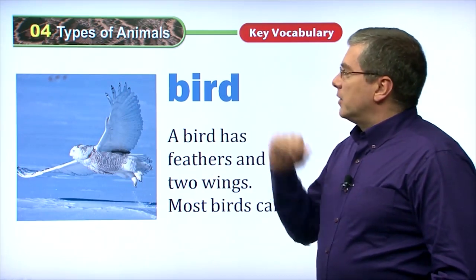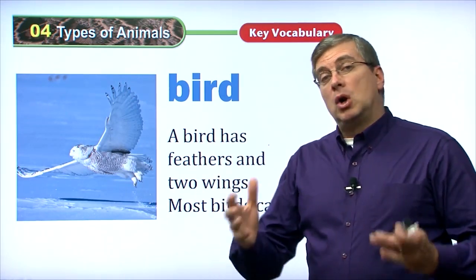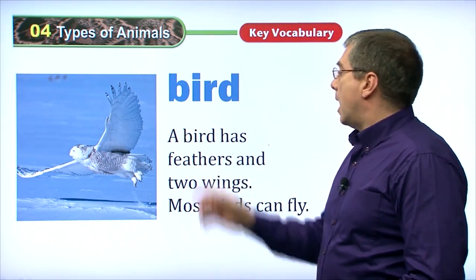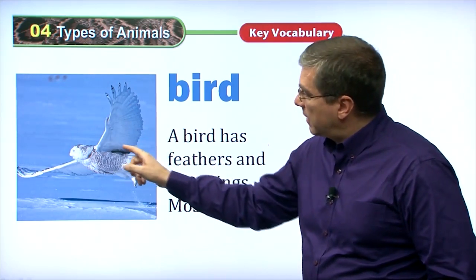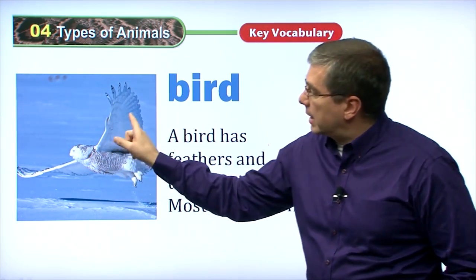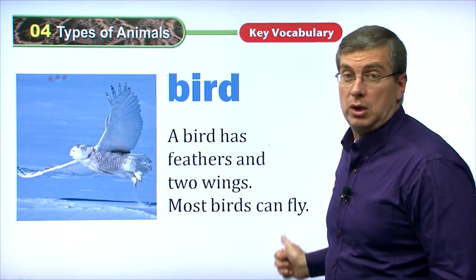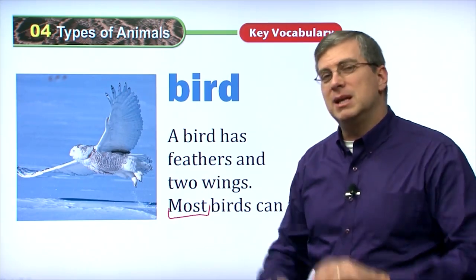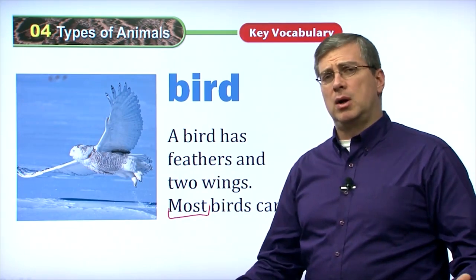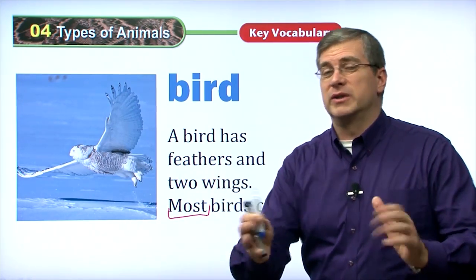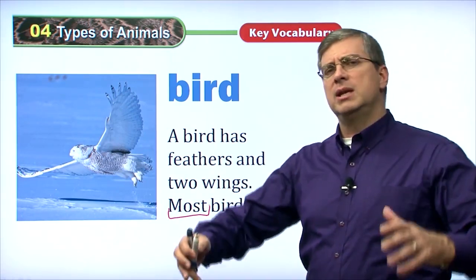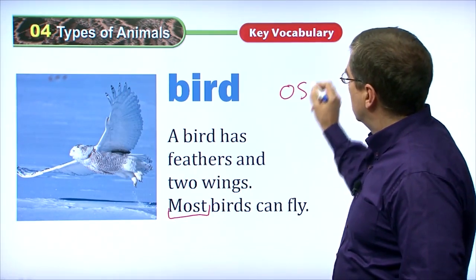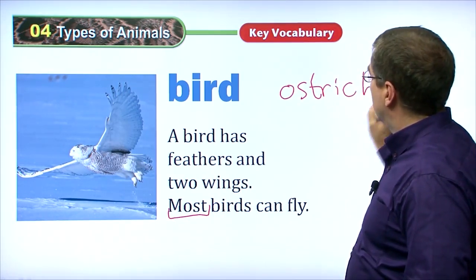Okay. Also, we can group animals as birds. Birds are a group of their own because birds, if you think about it, they're unique, right? What is a bird? A bird has feathers, right? It has many feathers. We can see the feathers here. And two wings, one, two wings. Most birds can fly. That's another key point right there. Most. It doesn't mean all. It means most. Of course, when we think about birds, we think, oh, they can fly. But not all birds can fly. Think about in Africa. There's a really big bird that can't fly. It's called an ostrich, right? An ostrich is a bird, but it can't fly.